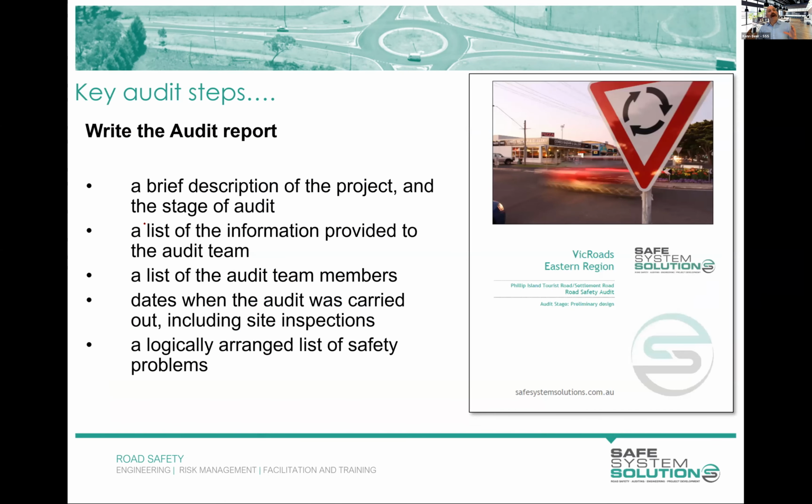So you're then going to write your audit report, and you're going to write a description of the project and the stage of audit, a list of all the information that was provided to you. That's a really important one, right? And not just a list of what was provided to you, but what was the date and the plan number and the version of that plan.